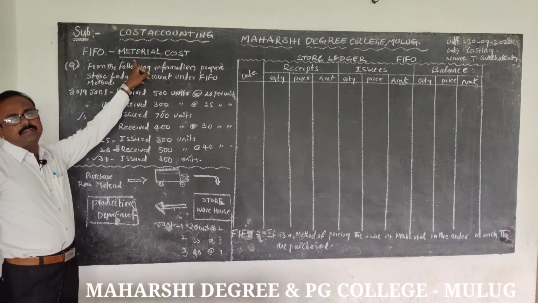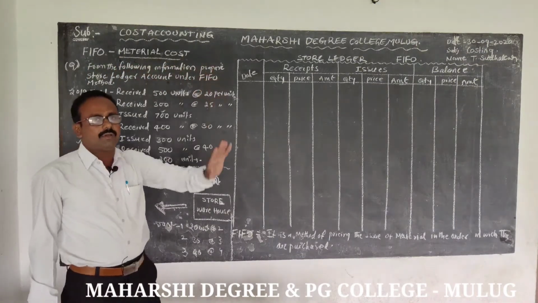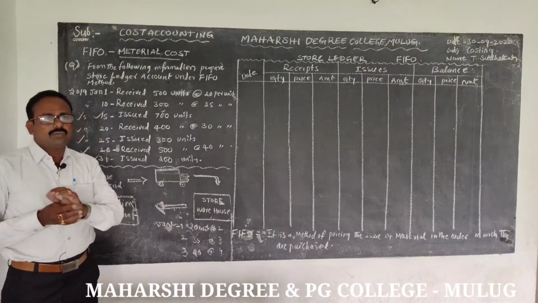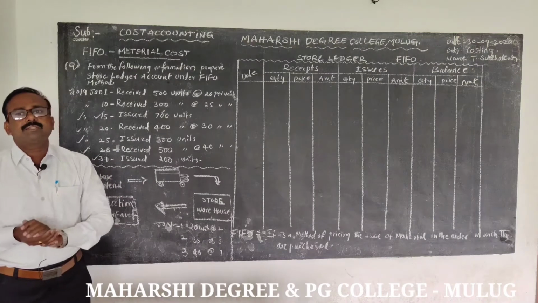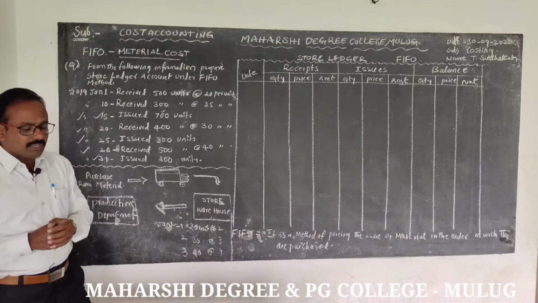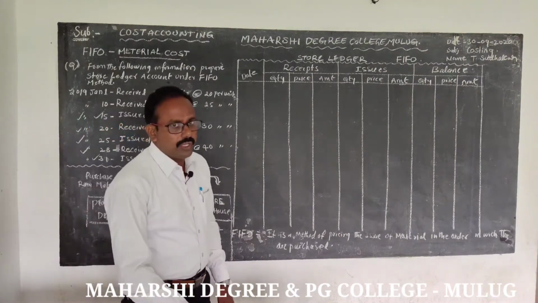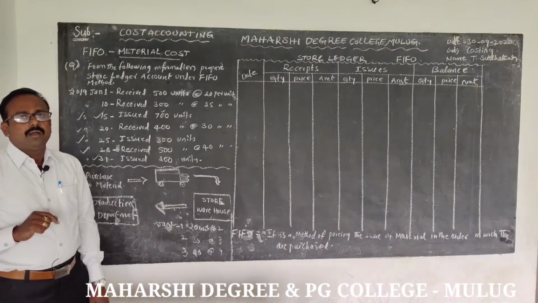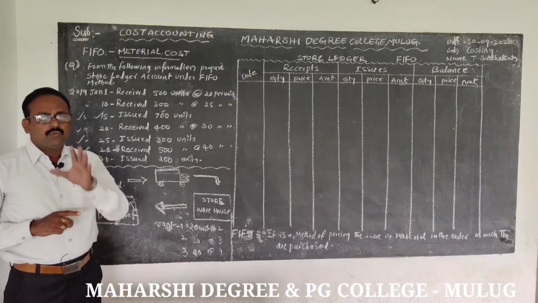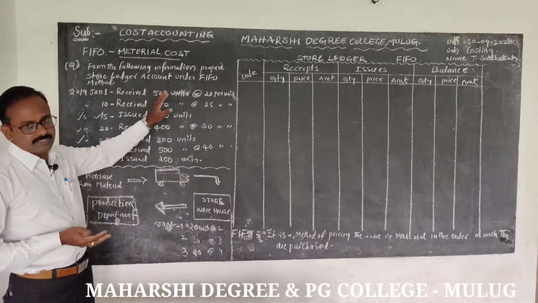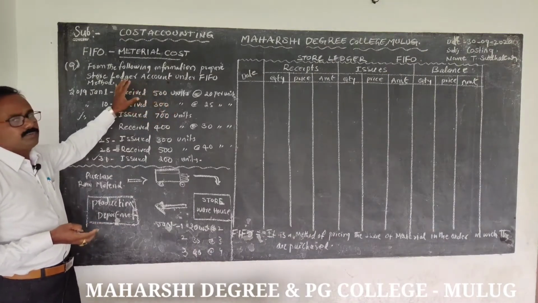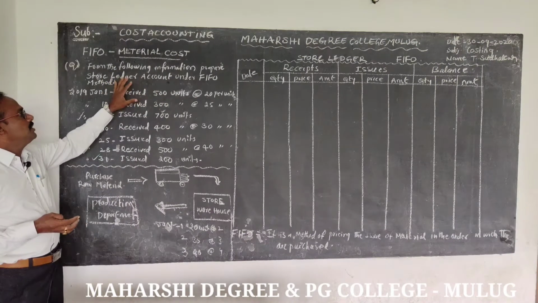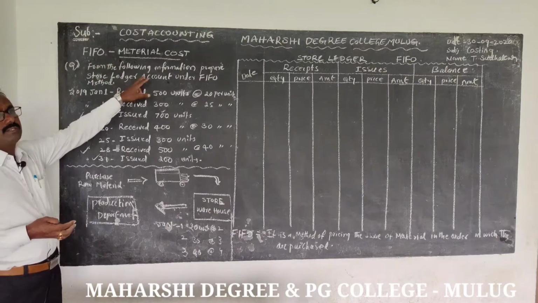Material cost is the most important of any goods. Out of the total cost of production goods, material cost is more. For example, the table cost is 500 rupees. Out of 500 rupees, 400 rupees is material cost. So material cost is the most important of any goods.